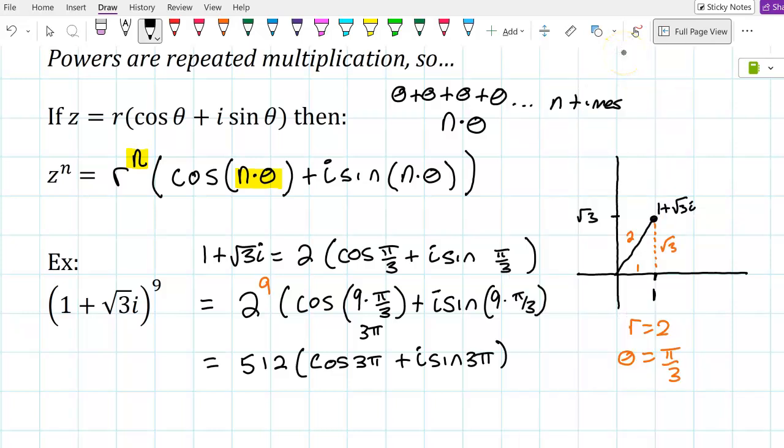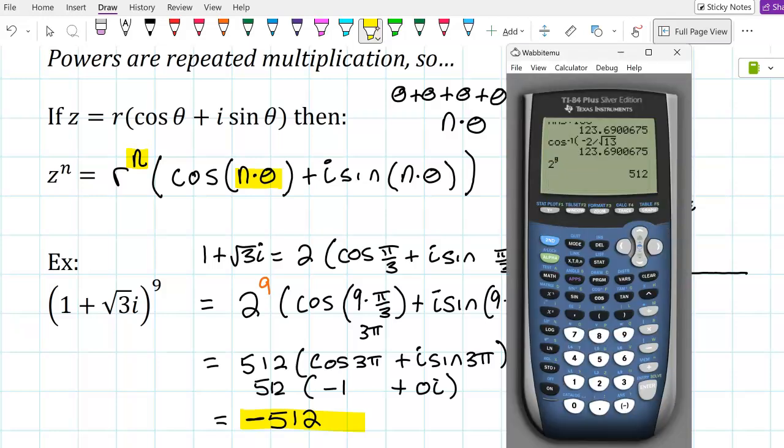Hey, we can evaluate these, can't we? The cosine of 3 pi is the same as cosine pi, so this is negative 1. And the sine of 3 pi is 0, so this is just negative 1 plus 0i. And we're doing 512 times negative 1 plus 0i. So together we should get negative 512. Which is pretty weird, to have an imaginary number and you take it to some really huge power and you just get a really big negative number. But it's true. I hope it's true.